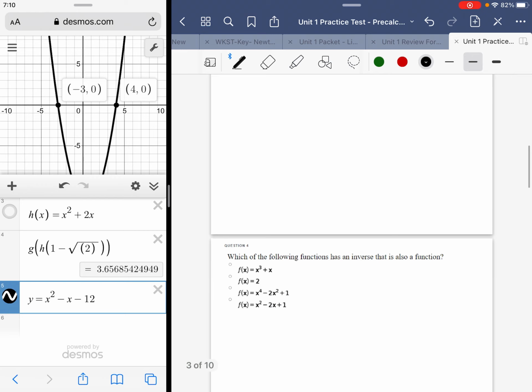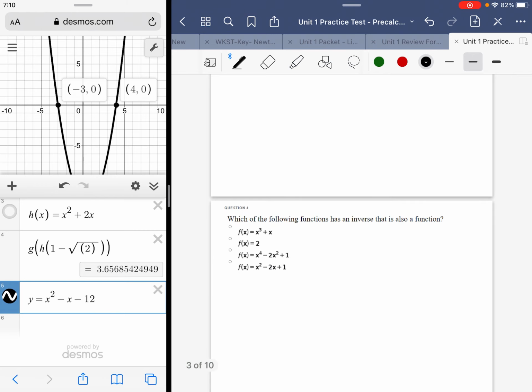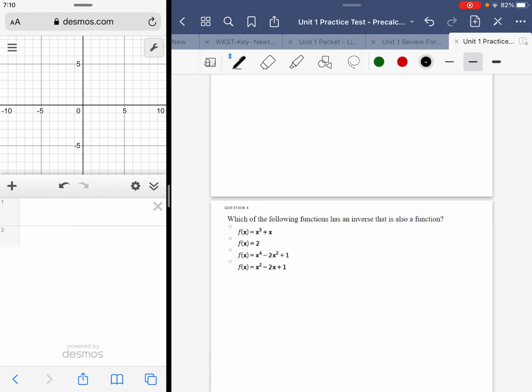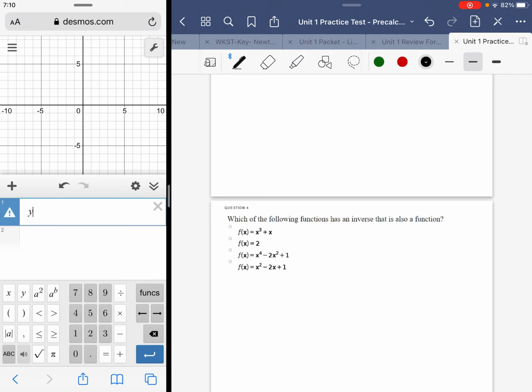Alright. In terms of which of the functions has an inverse that's also a function, there's a couple of ways to handle this one. One would be to graph each of them. Let me just clear out some of this stuff. I could just type in y equals x cubed plus x. That's my original function. It's not really the original that I'm interested in. I want to know if its inverse is going to be a function. So I can graph the inverse without figuring out what it is analytically, just by swapping x with y.